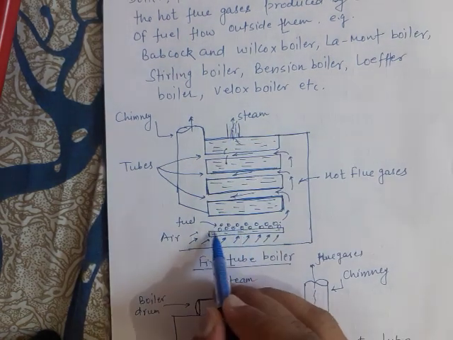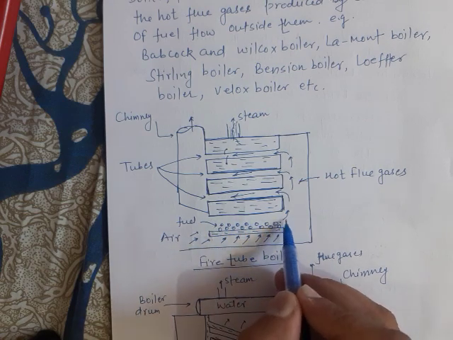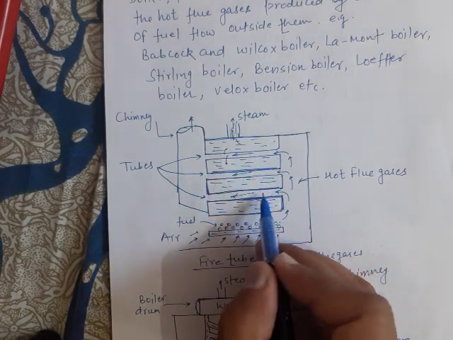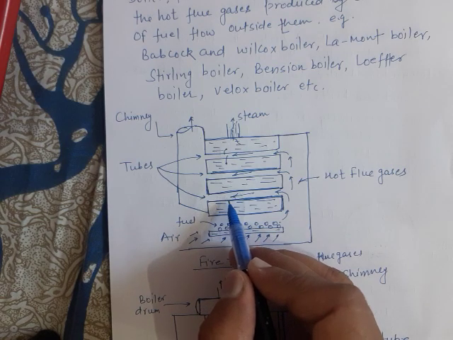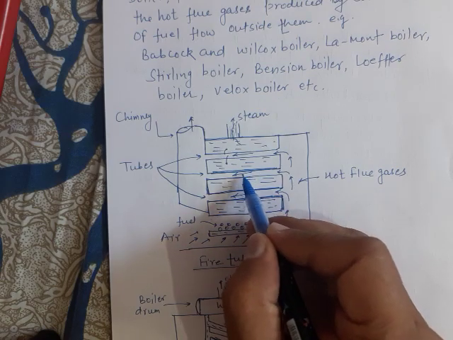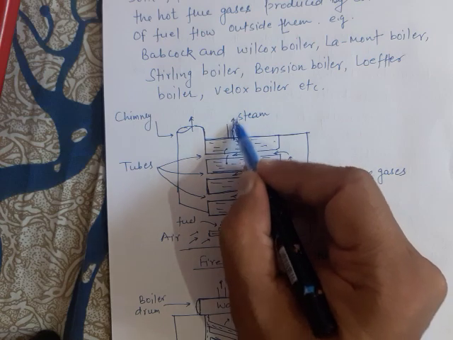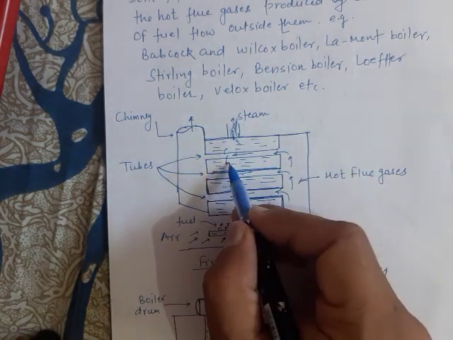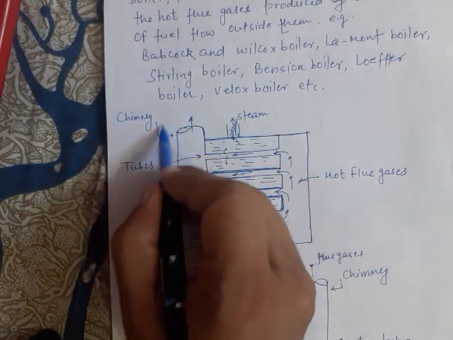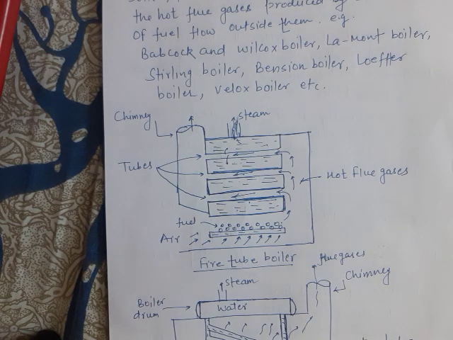Please again note, this is the grate where the combustion of the fuel is taking place inside the furnace. The hot flue gases generated from the combustion are allowed to flow through these tubes, and the water is there outside the tubes. The heat is transferred from the hot flue gases to the water. The water is converted into steam and it is taken out from here. While the hot flue gases, after transferring heat to the water, are allowed to discharge into the atmosphere through the chimney. So this is the fire tube boiler wherein hot flue gases flow through the tubes.